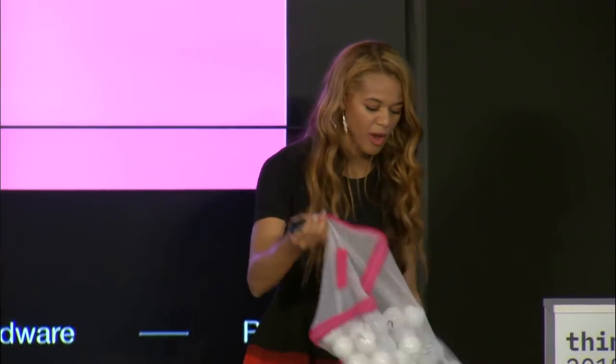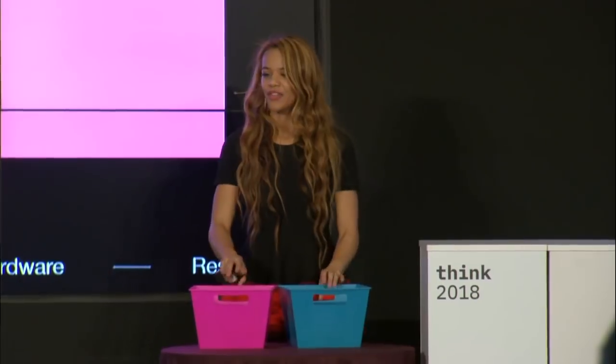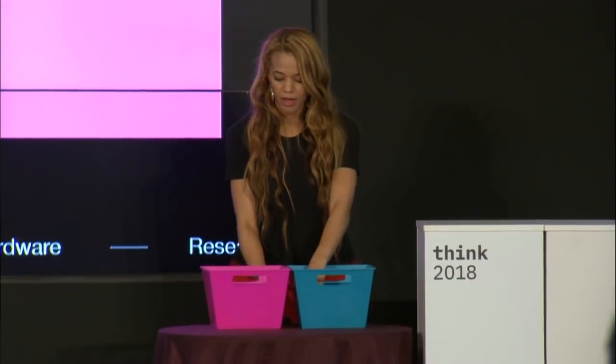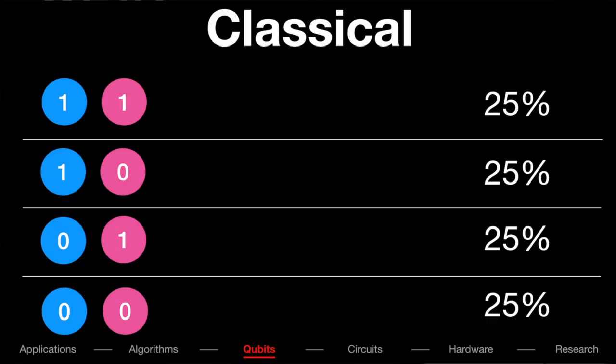And so the second quantum principle we can use is called entanglement. In order to illustrate this, let's say that I have 2 boxes. And in each of the boxes, we have a ball 1, 0 in the pink box and balls 1, 0 in the blue box. Then, if I shake up these boxes and I randomly draw out 1 ball from each box, for example, 1, 0, you can see that we have a 25% probability of getting each of these states.